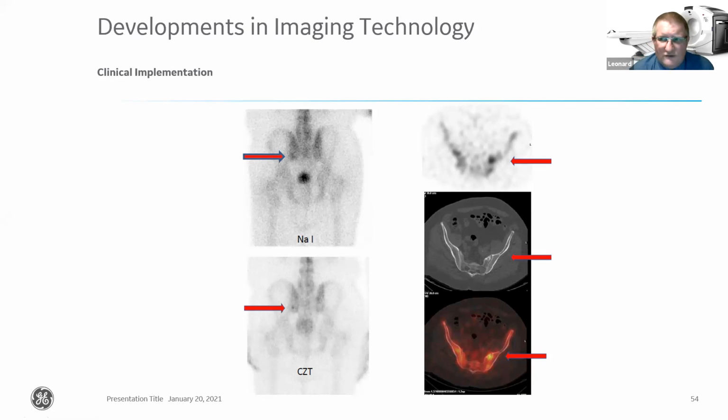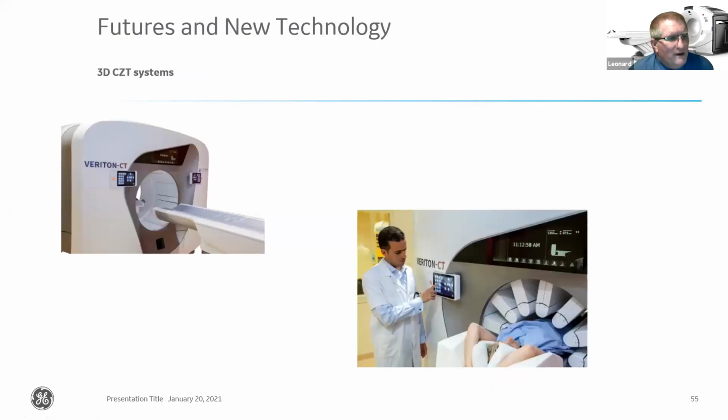So moving towards the future, what is now being developed is a system for 3D imaging. Here we've got a system with these fingers that will extend out. At the end of these fingers within this particular component, you will have a solid state, CZT-based detector to do the imaging.